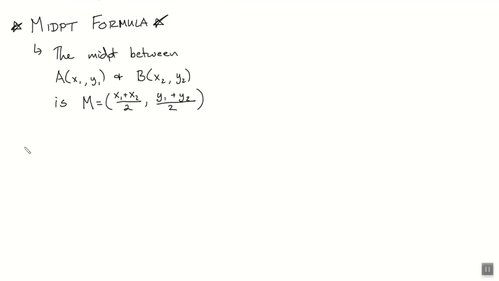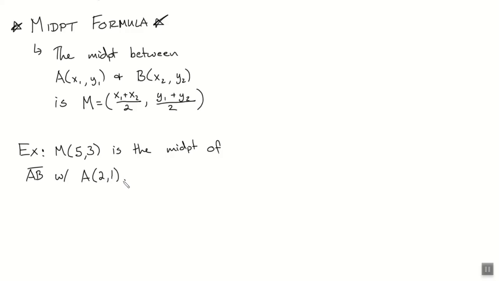I'm going to talk like a caveman, so we don't have to write a whole paragraph. M, at what point, Lily? 5, 3. Okay, so M lives at 5, 3, and we're told that this point M at 5, 3 is the midpoint of segment AB with A at which point, Carson? 2, 1. Okay.